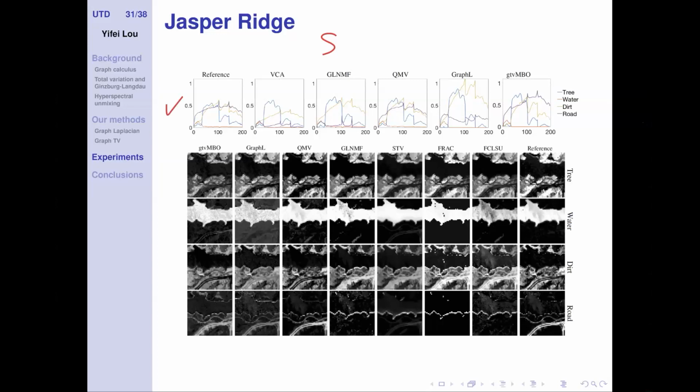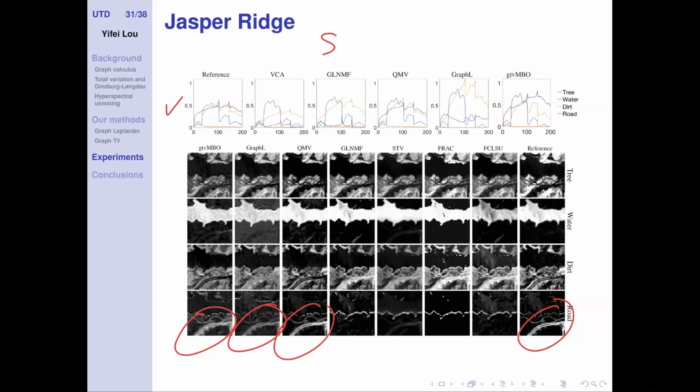I want to point out a few things. This road is a fine structure, and you can see only these 3 methods using the graph-based approach can preserve the tiny structures of this road. The remaining methods all failed. Because we use similarities, we can pick up that important information, that tiny structure from this road. So that is one advantage of graph-based methods: they can preserve important, even tiny, structure patterns.